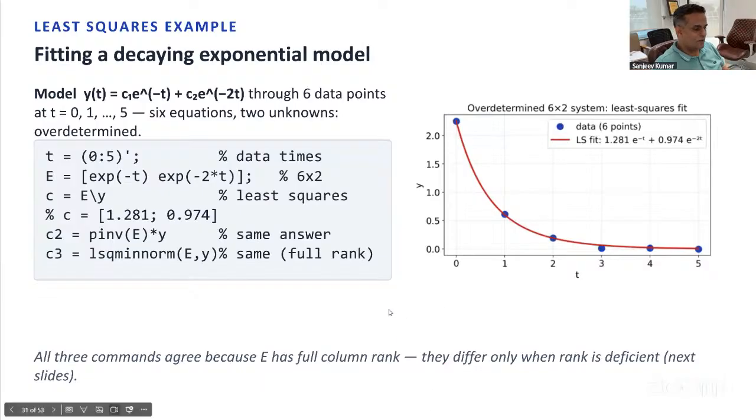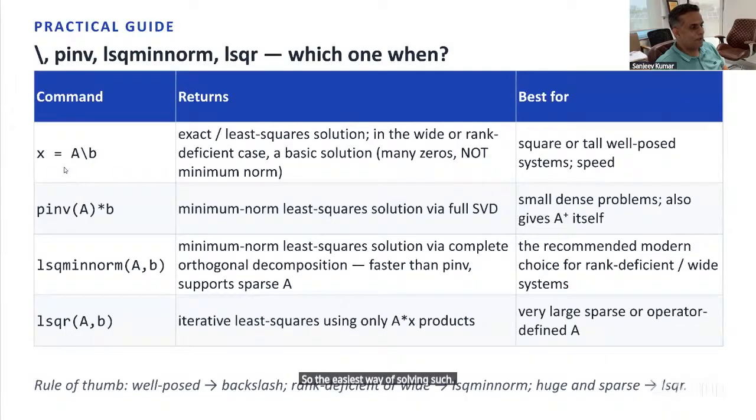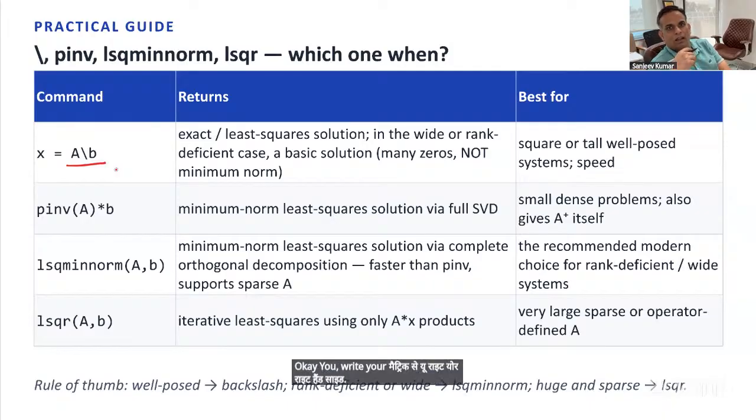So one of the easiest ways of solving such a system is using the backslash operator. You write your matrix A, you write your right hand side vector B, and x equals A backslash B. You run this command. That's all. It will give you the solution.